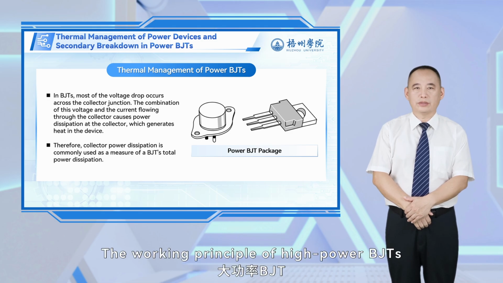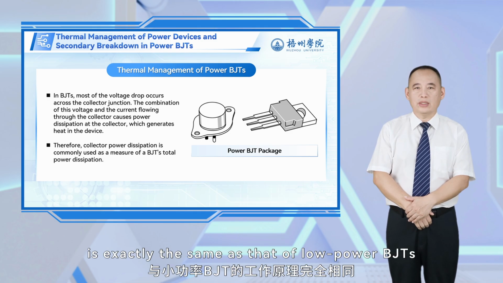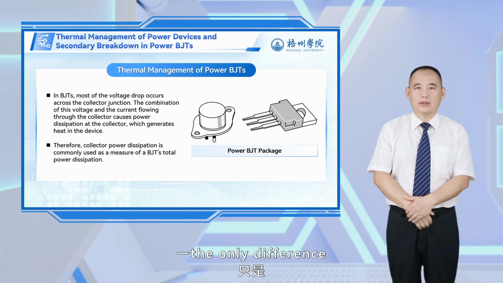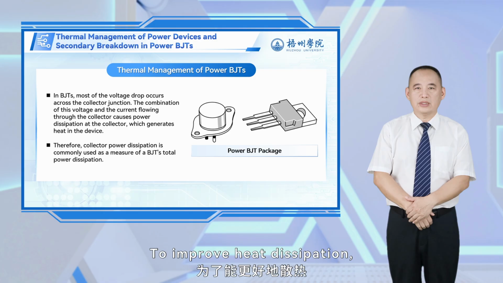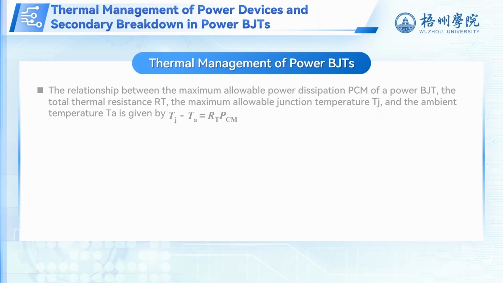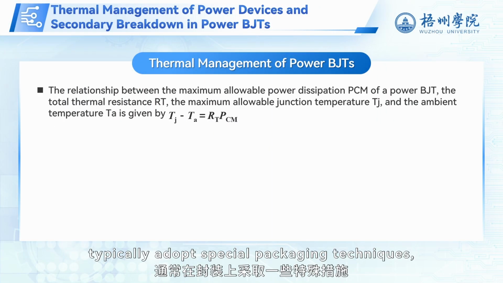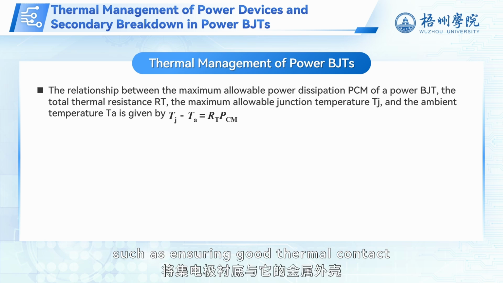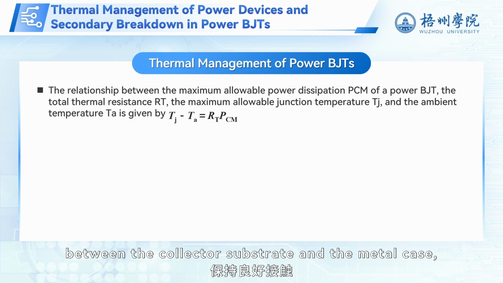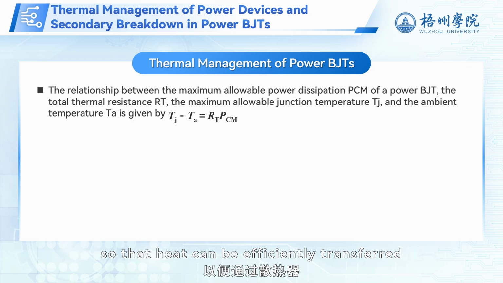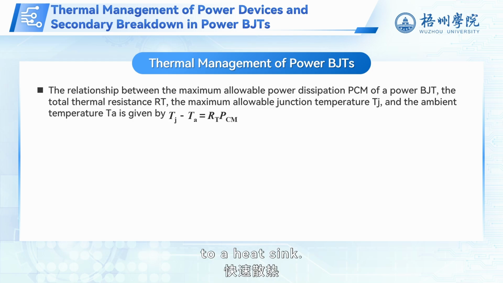The working principle of high-power BJTs is exactly the same as that of low-power BJTs. The only difference is that the PN junction area is much larger in high-power devices. To improve heat dissipation, power BJTs typically adopt special packaging techniques, such as ensuring good thermal contact between the collector substrate and the metal case, so that heat can be efficiently transferred to a heat sink.